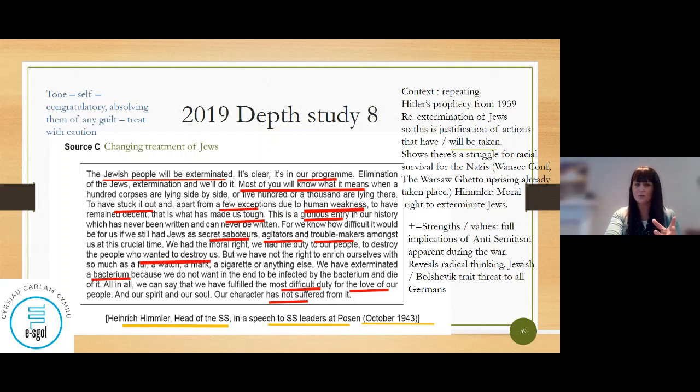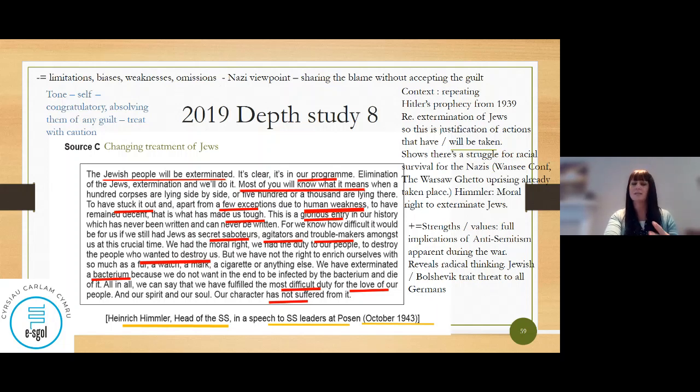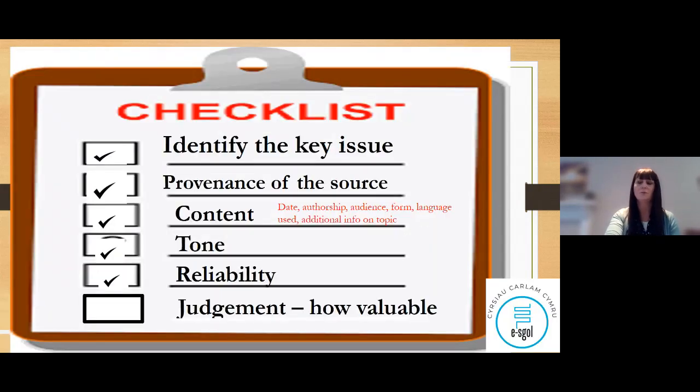But when we look at the actual source itself and see what the value is, it's full of implications of the anti-Semitism that was apparent during the war. It's revealing the very radical thinking, the Jewish Bolshevik trait and the threat to all Germans. And the limitations, biases and weaknesses: obviously it's coming from a Nazi viewpoint. They're trying to share the blame without accepting any of the guilt, and obviously that is a huge limitation in this particular source as well. So we've looked at a judgment, adding up the pluses and minuses, and coming to a reason on how valuable that source is.